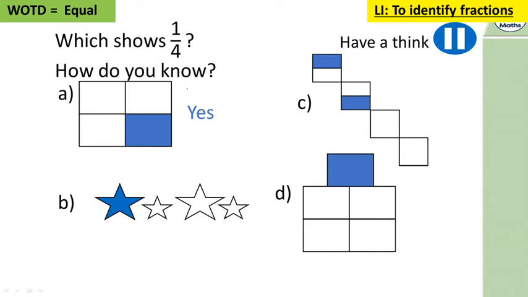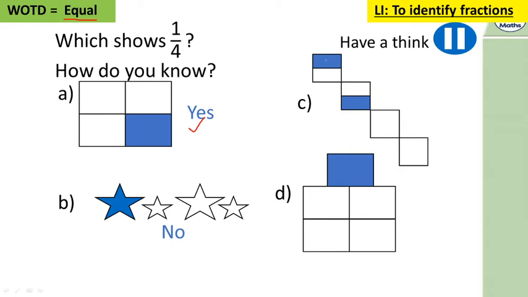Right, let's have a look at the first one. So there are 4 parts, they are equal in size, and one of them is shaded. So yes, that is 1/4. Let's look at the second one. No, why do you think that's not 1/4? Because, going back to the word of the day, these are not equal in size. There might be 1 part out of 4 shaded, but they're not equal. So that's not the fraction 1/4, because the parts are not equal in size.